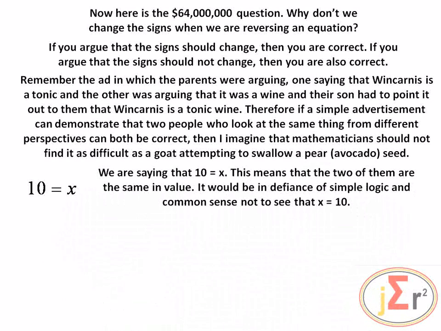We are saying that 10 is equal to x. This means that the two of them are the same in value. That means they are equal. It should not be so difficult to see that if 10 is equal to x, then x is equal to 10. It would be in defiance of simple logic and common sense not to see that x is equal to 10. There we have it, x is equal to 10.